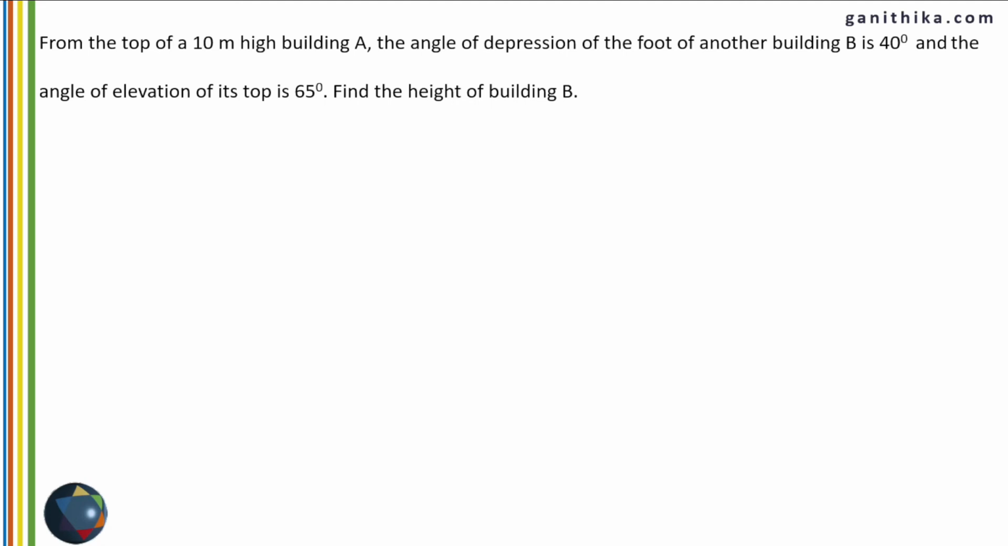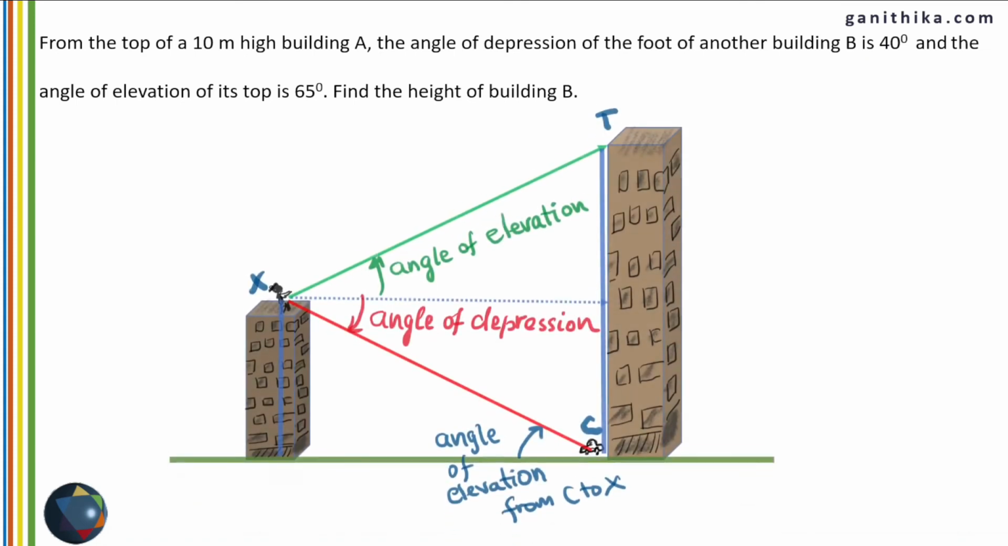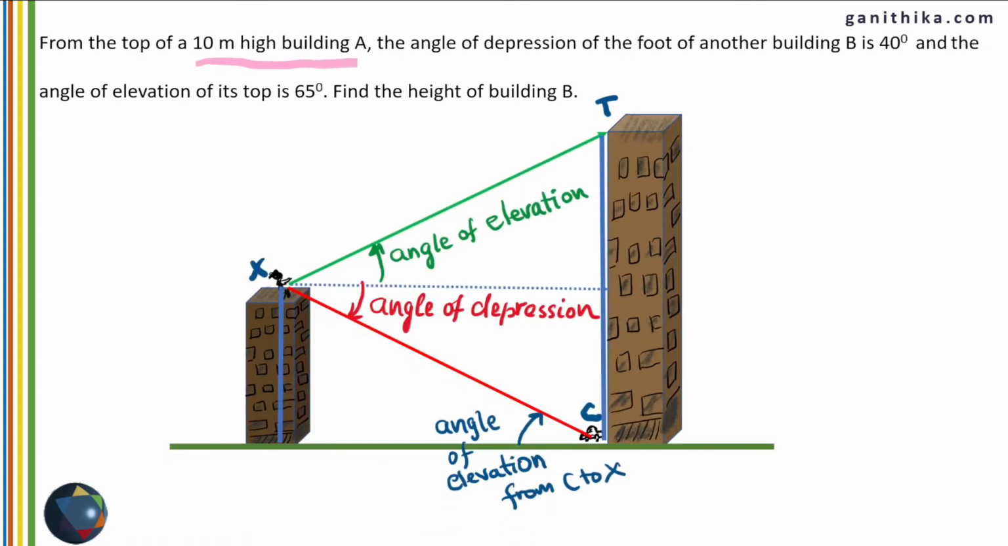Are you ready? Let's make the diagram first. So there is a small building which is 10 meters high. So this is 10 meters high. The taller building is B, and the angle of depression from the top of building A to the bottom of building B is 40 degrees, and angle of elevation is 65 degrees. But what we want to do is find the height of building B. So let's consider this as A and this as B. Therefore, the height of the building B is this height.